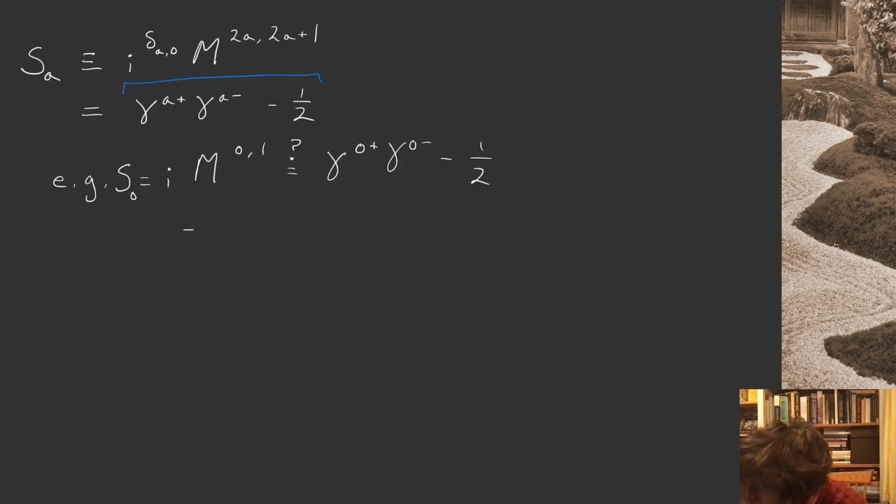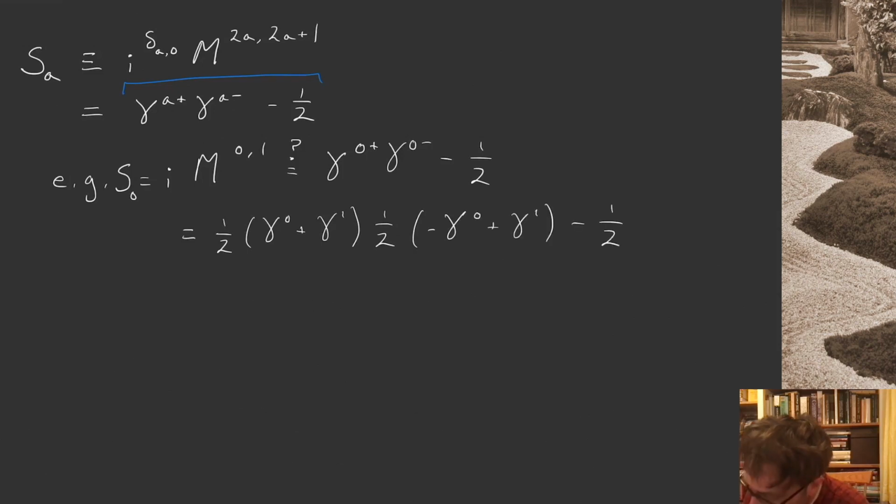Okay, so let's see what that is. Let's plug in for gamma_0 plus. That's 1/2 gamma^0 plus gamma^1. Let's plug in for gamma_0 minus. That's 1/2 minus gamma^0 plus gamma^1, and then minus a half.